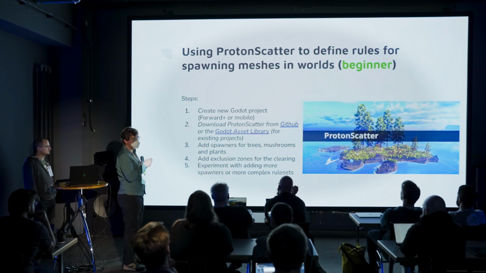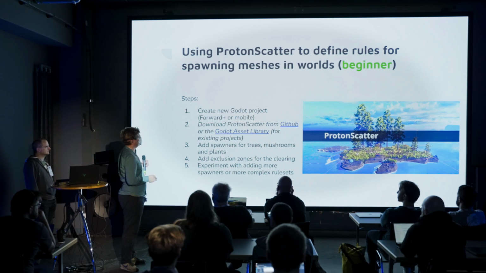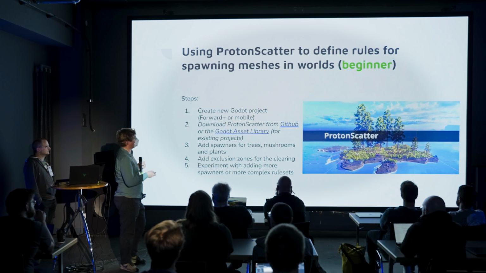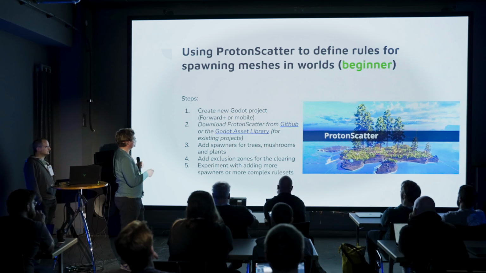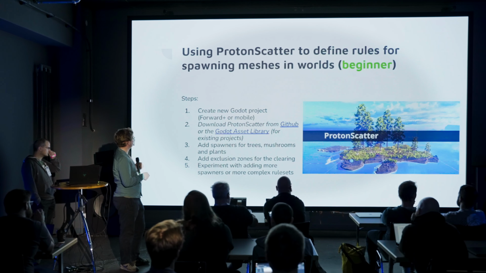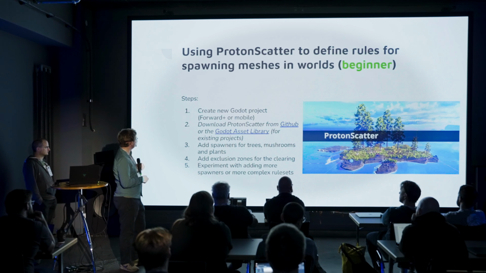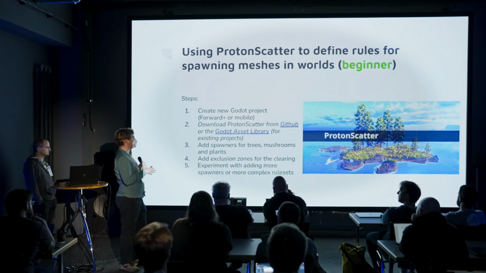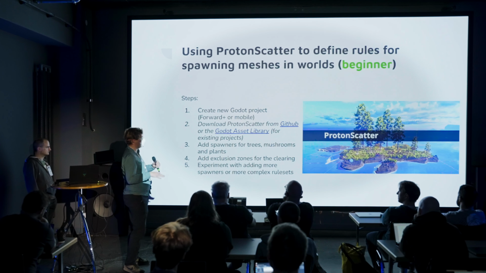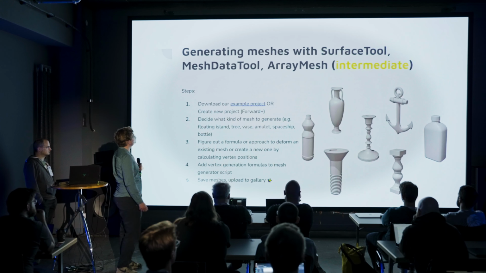The slides here are available both on the Godot schedule website, so it's attached to the talk. But we also have a QR code in a second if you just want to scan that. I'm not going to go through all of the steps in detail. Basically, you just clone the example project that we have. So Proton Scatter is also provided in there. Didn't update the slides here yet. And yeah, play around with it, see what you can do, maybe define some exclusion zones, maybe create some larger landmass and try to make more interesting landscapes using it.